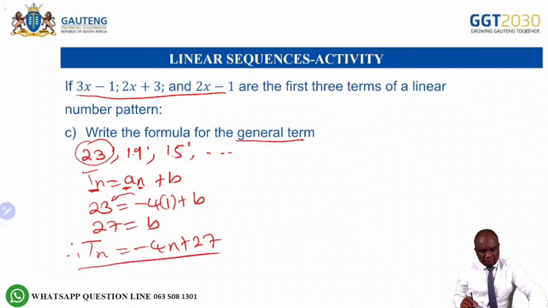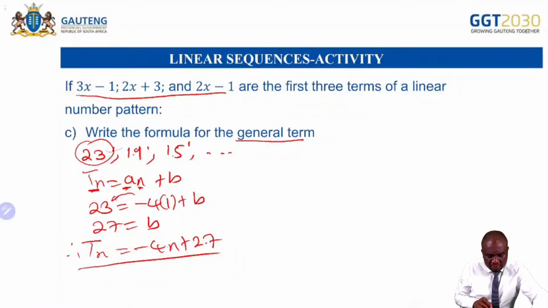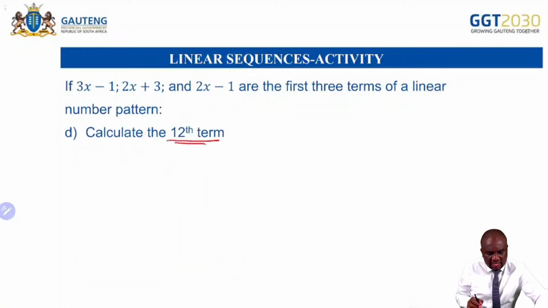Can we check if your general term is correct? So where there's n, put 1, so negative 4 plus 27 is 23. Negative 4 times 2, which is negative 8, plus 27 is 19. See that? So it means it's correct. Okay? That's what you're supposed to do there. And then the last one, D. The 12th term of the number pattern.